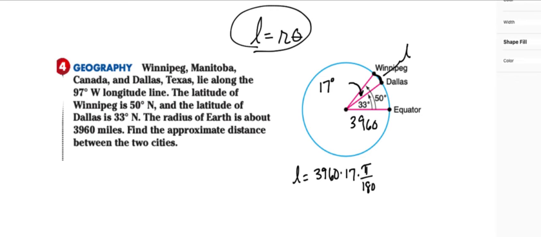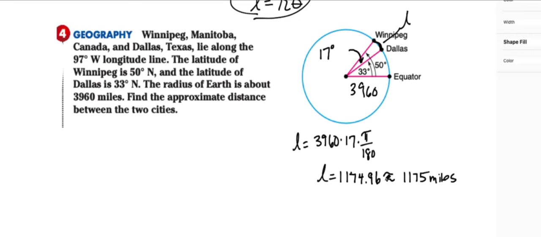So I am going to definitely use a calculator on this one, because that 17 and that 180, nothing good is happening. I'm not reducing anything. So I'm going to just take a quick break, go get my calculator. And with my calculator, I get this value of 1,174.96 miles, something like that. And so we'll just say 1,175 miles between the two cities according to our approximate value here.